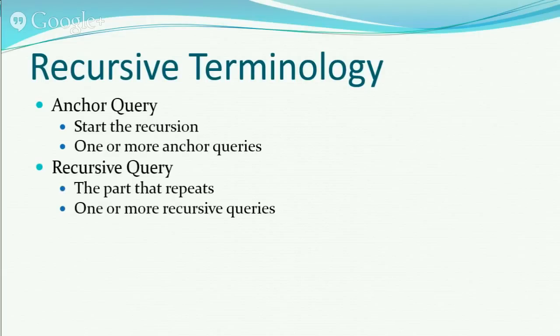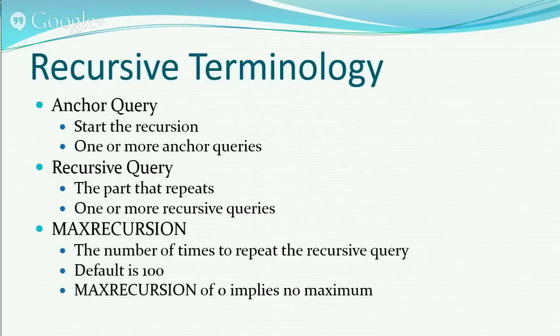And then you have the recursive part of the query, and this is the part that gets repeated for each level as it's walking through a hierarchy or walking through the levels of data here. And you can have one or more of these as well. And then max recursion, like I said a minute ago, the default is 100, and this is really handy to keep your query from going out of control.